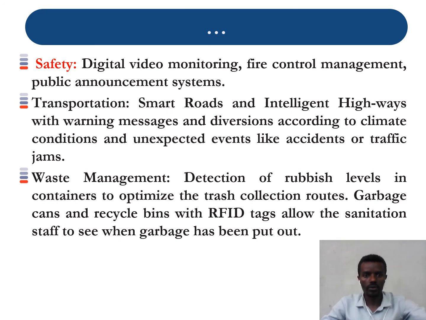Okay, so we can also use the IoT in the safety areas. In the safety areas, that means what? The digital video monitoring, for example, fire control management, public announcement systems in transportation, when we are moving from one location to another location, then we can use this type of safety sensors, and we can also use it in waste management. For example, detecting the rubbish level in the containers to optimize the trash collection routes. So all these things can be considered or seen in the IoT also.